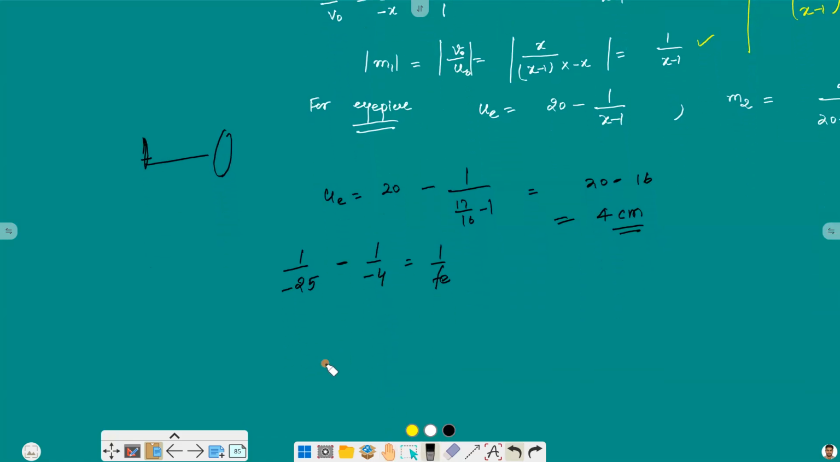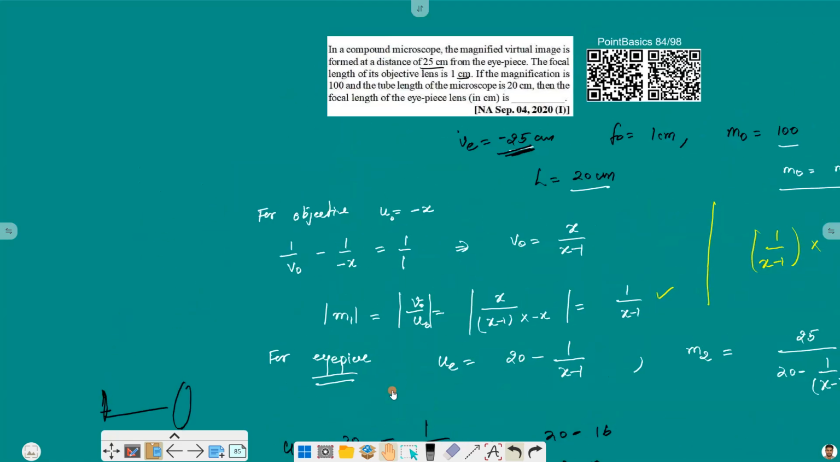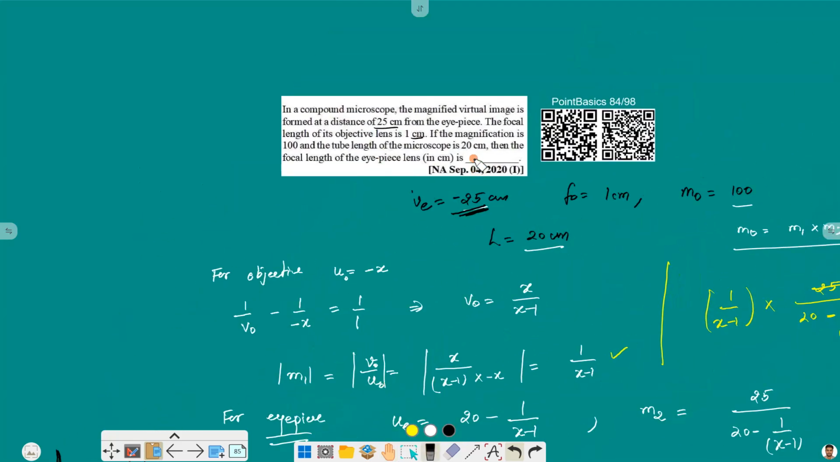And if we go further, the LCM will be 100, this will be minus 4, plus 25, is equal to 1 by f of e, and this will be 21 by 100 is equal to 1 by f of e. So f of e will be 100 by 21, which is approximately 5 centimeter. So the answer to this question: the focal length of the eyepiece will be approximately 5 centimeter. Let us move ahead.